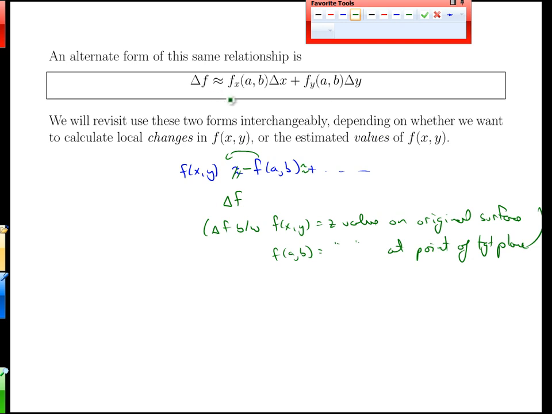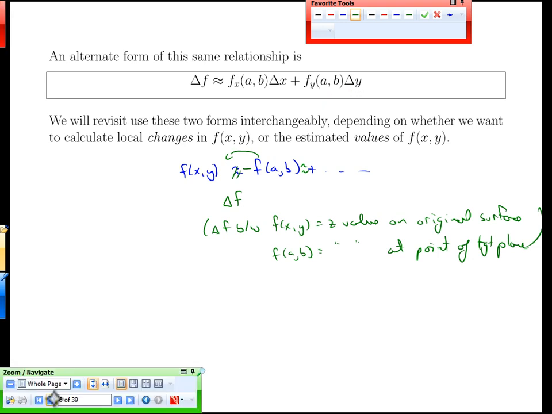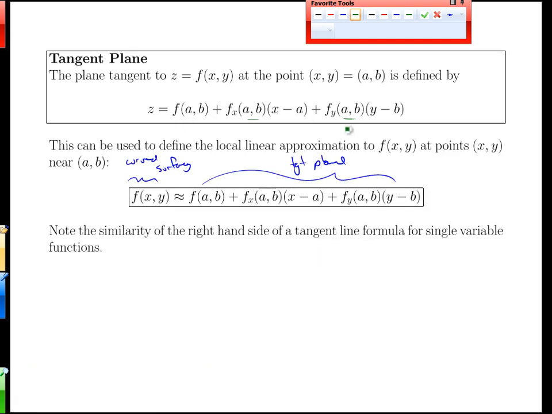And more importantly, I think, for people who like memorizing formulas, this formula and this formula are identical. The only difference is how we present it. X minus a, that's a change in x. Y minus b, that's a change in y. We bring this f over, we get a change in f. So there are not two formulas here for linear approximations or tangent planes. It's the same formula, simply rearranged for convenience of thought or application.